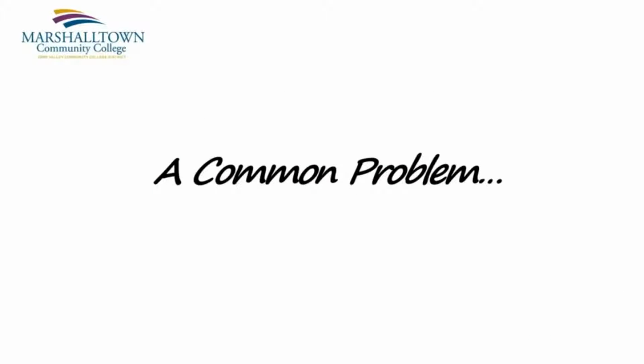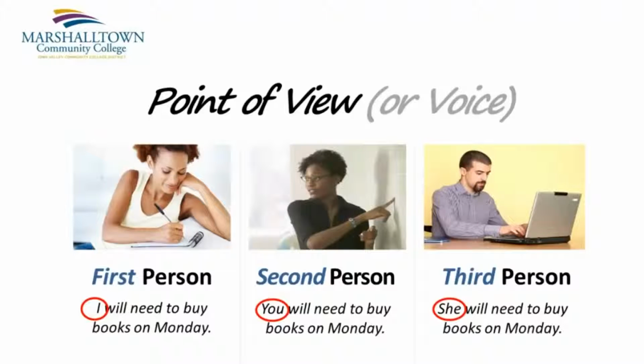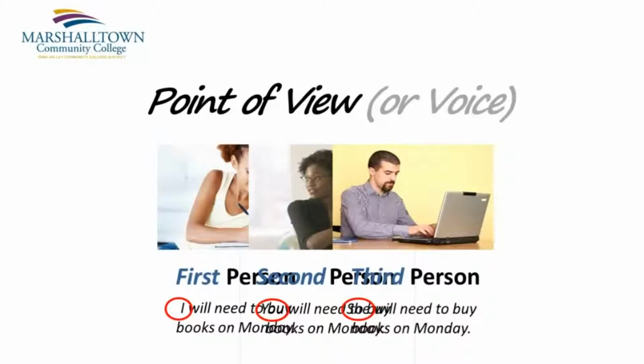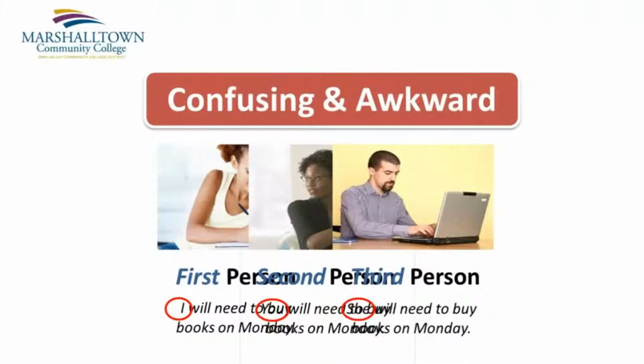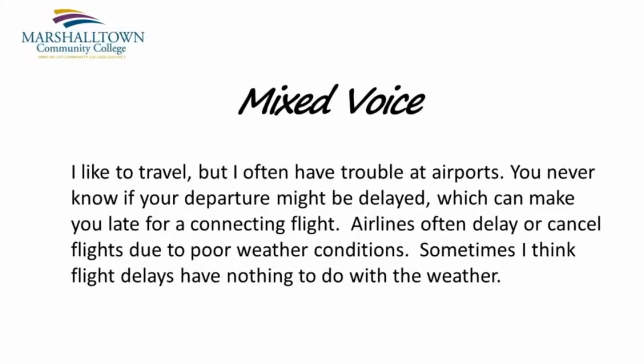Now, a common mistake that beginning writers often make is to combine the different voices in one paragraph. This can result in a very confusing and awkward-sounding paragraph. For example, see if you can spot the inconsistencies in point of view as I read through this paragraph. I like to travel, but I often have trouble at airports. You never know if your departure might be delayed, which can make you late for a connecting flight. Airlines often delay or cancel flights due to poor weather conditions. Sometimes I think flight delays have nothing to do with the weather.